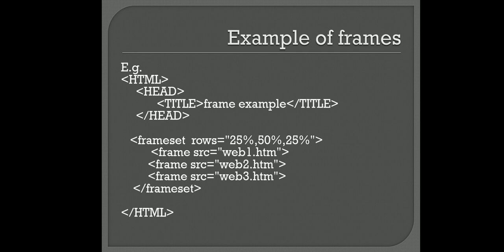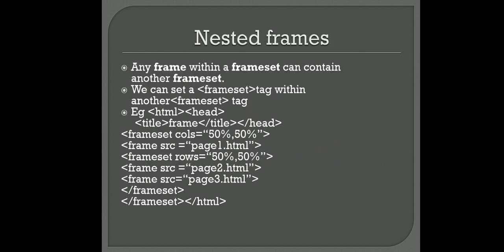Next example, I'm going with frames. See here the simple example. What do you see here? I have divided the frame into three parts: 25%, 50%, 25%. The middle part has more screen, and the rest, that is 25% each, have less of that screen. Now see here, I have written a simple code, and it will be divided into three frames. Whatever page you want to call, I have given it, and it will call that page.